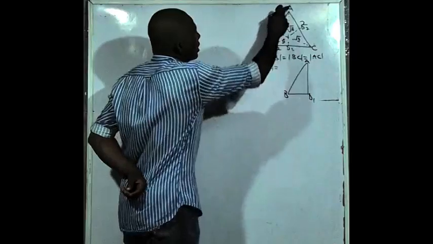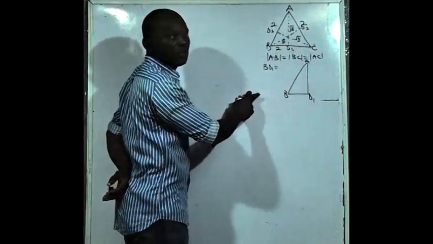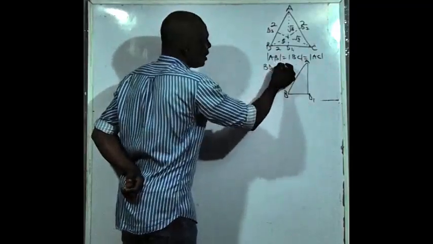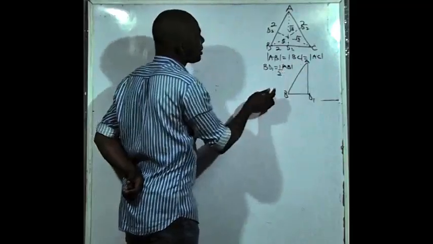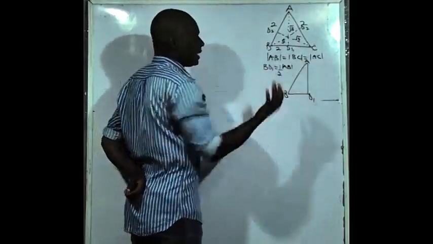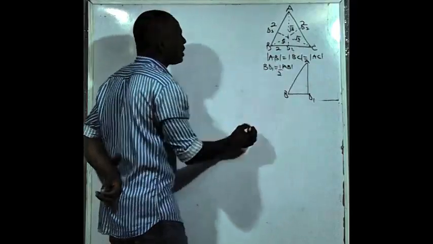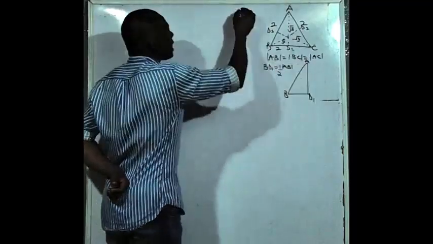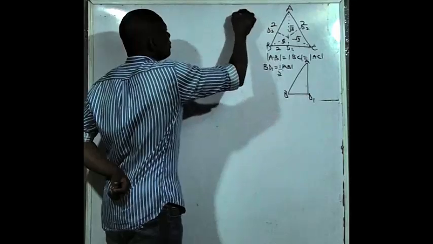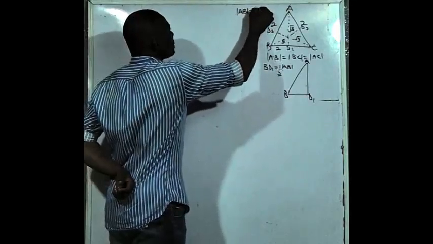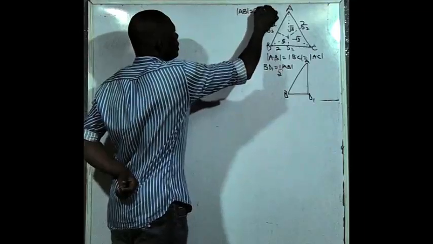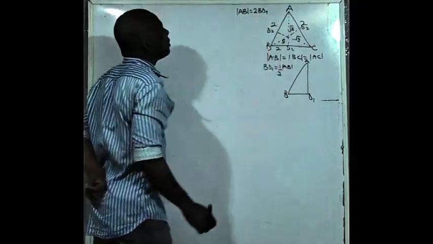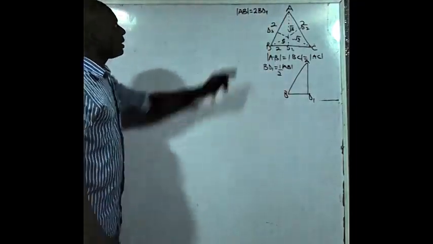It's also half of what? Of AC, since they are all equal. So that's what BD1 means, it's half. Half of what? We can say it's half of the line AB, since AB, BC, and AC are the same. So we can confidently say that the line AB is 2 times the line BD1. That is the implication here.